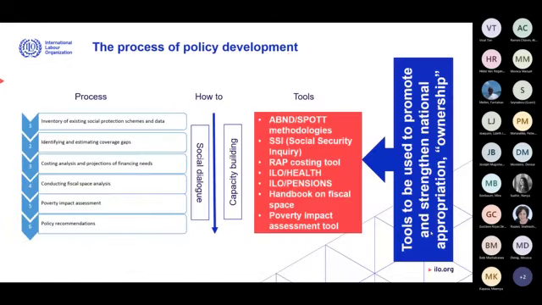Here are some tools. The ABND methodology, you have already heard about it. The RAP was presented by Andres and by Nanya. There are two actuarial tools, ILO Health and ILO Pensions, which are now online. There is a handbook on fiscal space. I'm going to talk a few minutes about that in a moment. And then there is a poverty impact assessment tool, which we are currently elaborating, and Nanya is going to present about that. It's important that we always try to use those tools in such a way that the national ownership is strengthened, that our national actors are empowered.